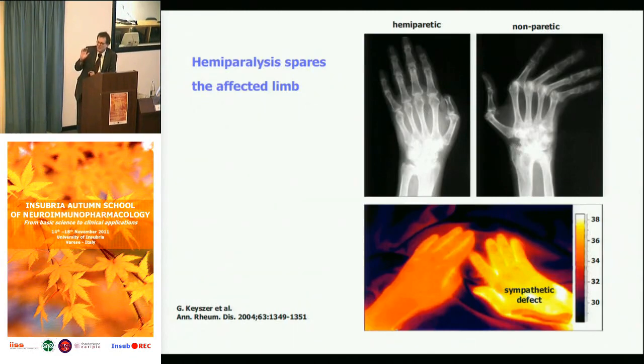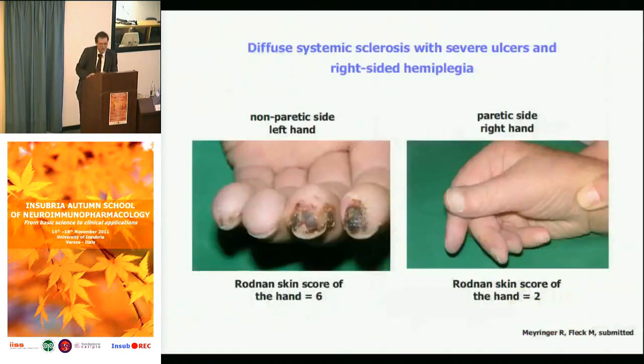So when you see that a patient has a paresis, a plegia on one side, and doesn't get rheumatoid arthritis on this side, this is highly interesting. And on the non-paretic side, the normal side, he gets the disease. And on the non-paretic side, he has a higher level of temperature, which is a classical sign for inflammation. And on the left side, as you can see here, the temperature is lower, showing less inflammation. One example. This is another example.